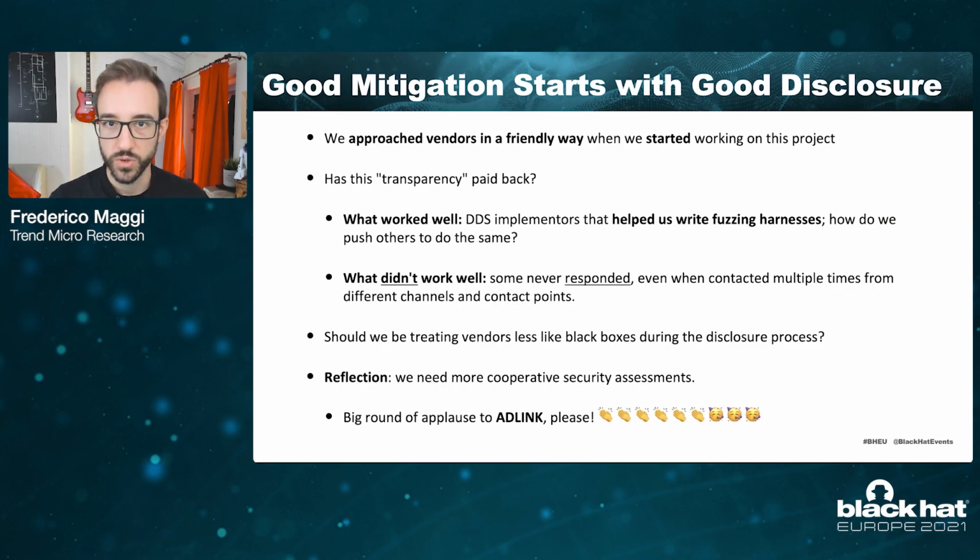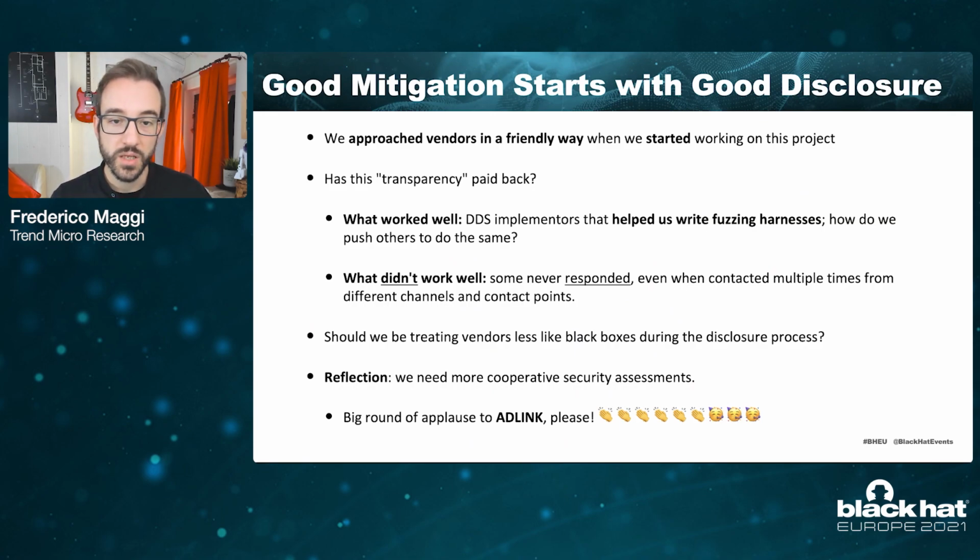In some cases, it worked very well, and that's the case of ADLINK, which is now on stage with us giving this talk, and which even helped us to write some fuzzing harnesses and to improve existing fuzzing harnesses. So I would say big round of applause to ADLINK. And what didn't work well, you saw that vendor that never responded, not even to 5 consecutive attempts to find a contact. This shouldn't happen for critical software, I would say.